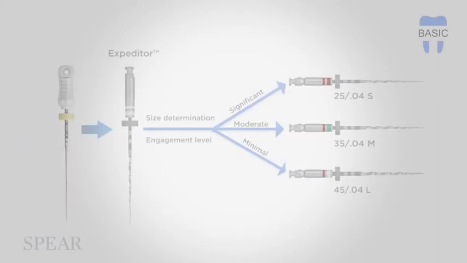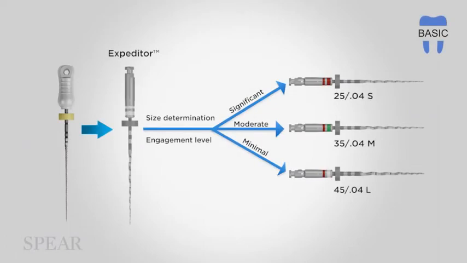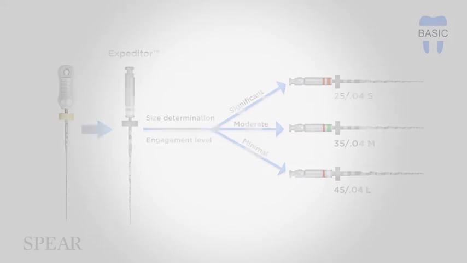If you have moderate amount of engagement on your way down, you will end up having a medium finishing file, which is a size 3504 ESX finisher, and that also has a booster tip, as I mentioned, and that would be your final file, and then you're off to the obturation.